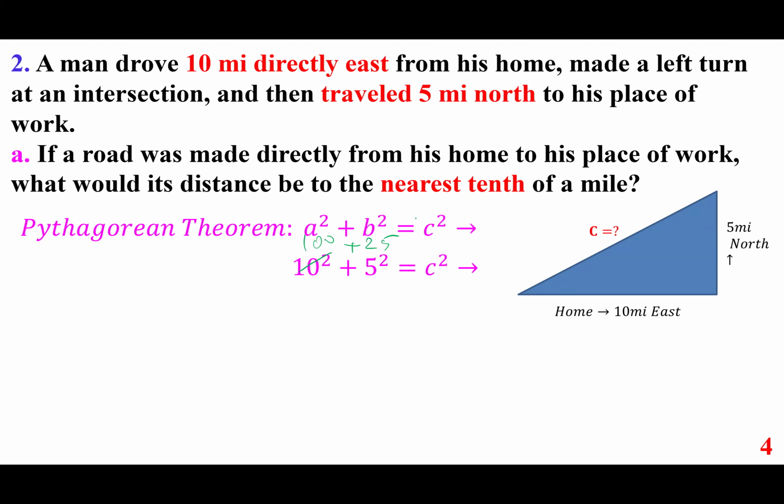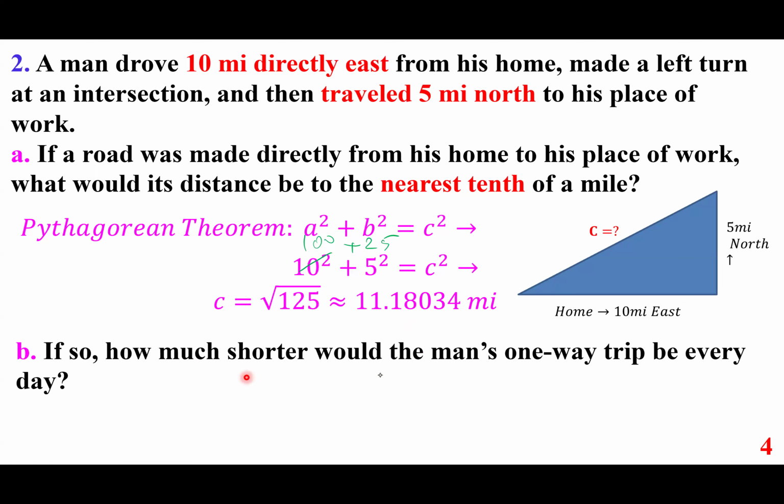This is 25, and c is the square root of that. Square root of 125, roughly 11.18034 miles. I put a lot of decimals. I want to make a point. If they don't ask you for the number of decimals, you have to put the exact answer, okay? And that's the difference between the two. This is an approximation. If they ask you for how many decimals, you want to follow that.